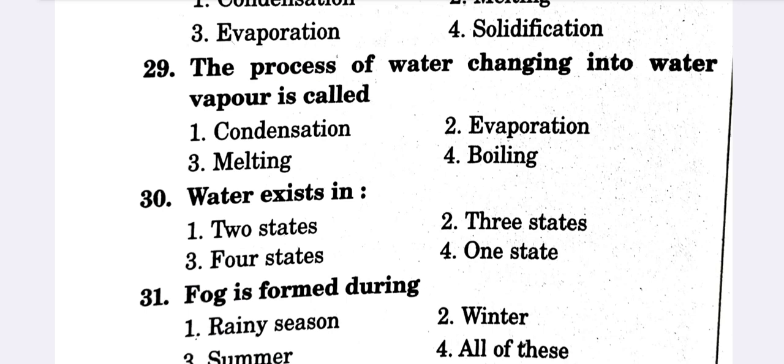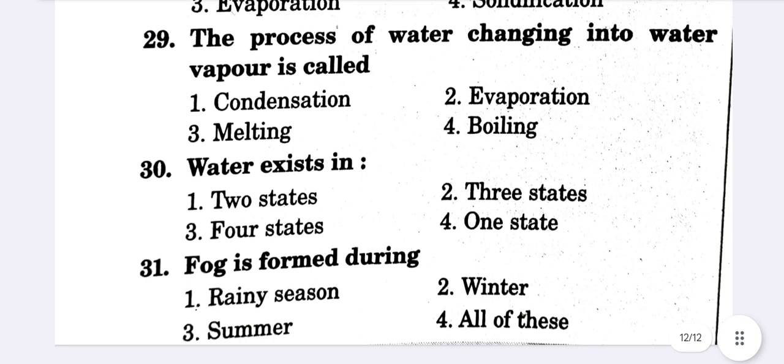Okay, next, last but one question. Water exists in how many states? Here, 2 states, 3 states, 4 states, or 1 state. So water exists in 3 states, right? Solid, liquid, and gaseous state. Gaseous is vapor, liquid is water in its natural state, and solid is ice, right? Just now we read in another question, water exists in 3 states.